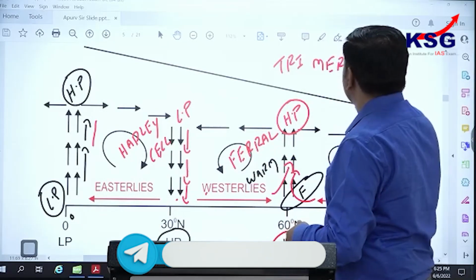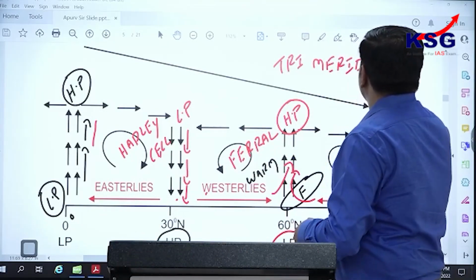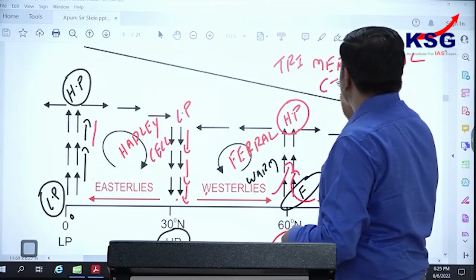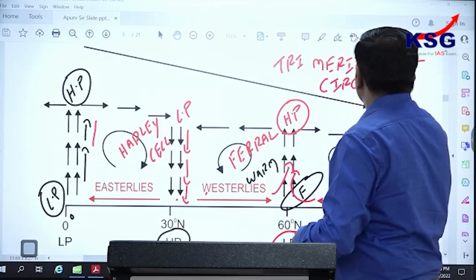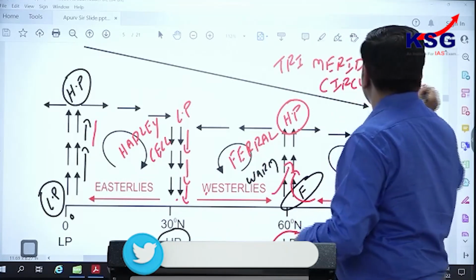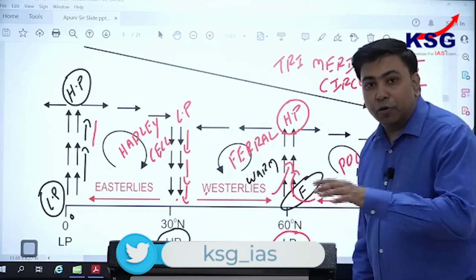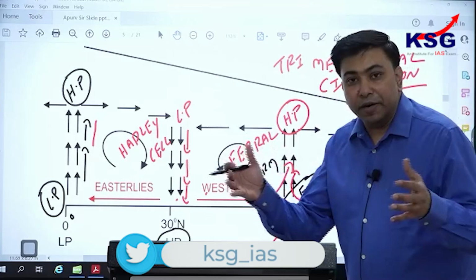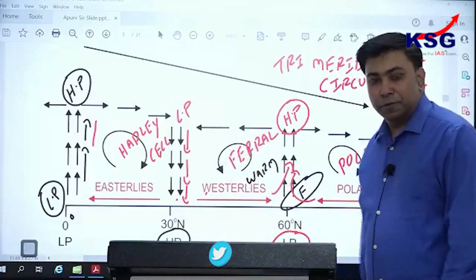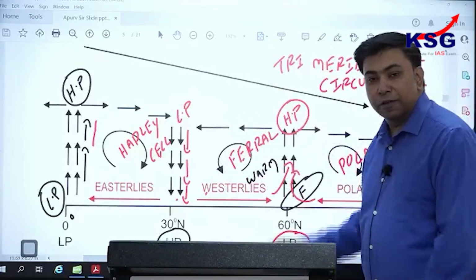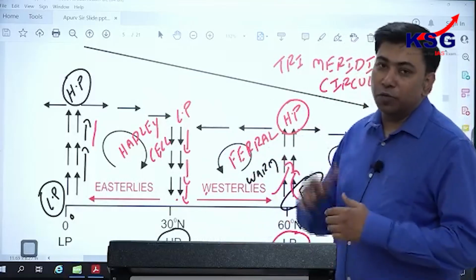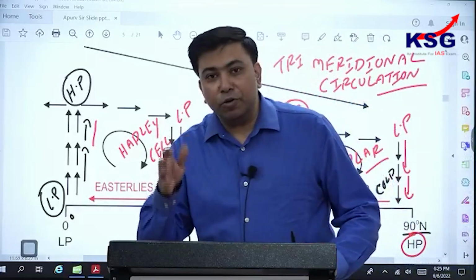tri-meridional circulation. Now, why are they called tri? Because there are 3 circulations. Why are they called meridional? Because they are covering every meridian. Every meridian means the whole earth. They are flowing over the whole earth. And circulation means circulation. Circulation means the vertical and the horizontal movement of air.